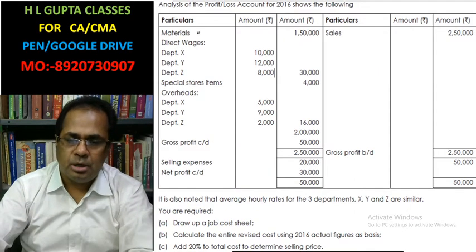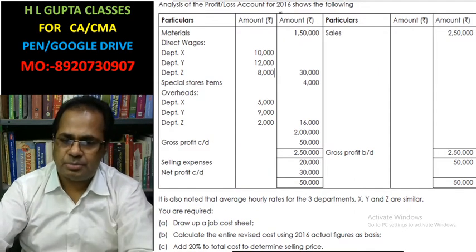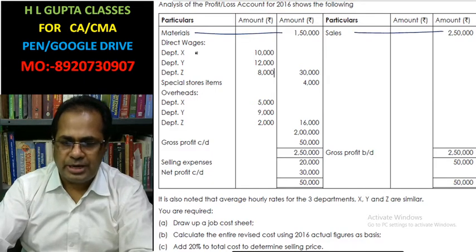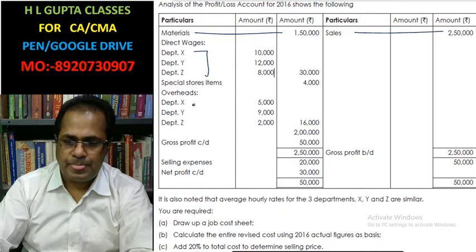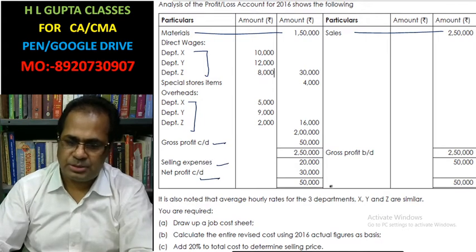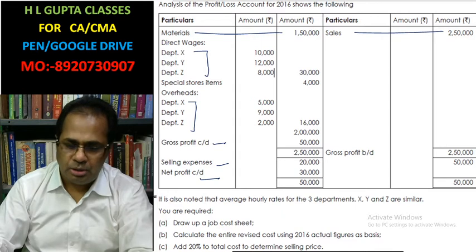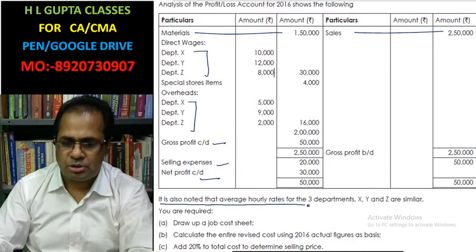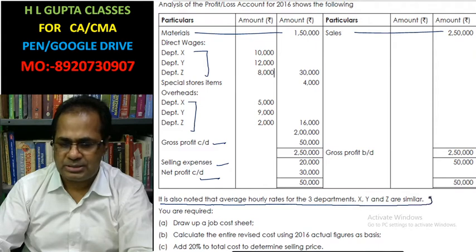Next, the profit and loss statement of the company is shown below. This is the direct material cost. Sale is this. Direct wages cost is this, and departmental overhead costs are this. Gross profit and selling expenses are given here. It is also noted that the average hourly rates for the three departments X, Y, Z are similar.